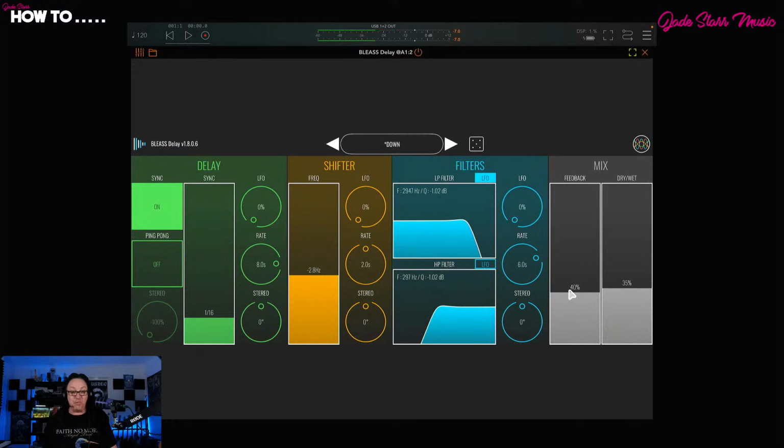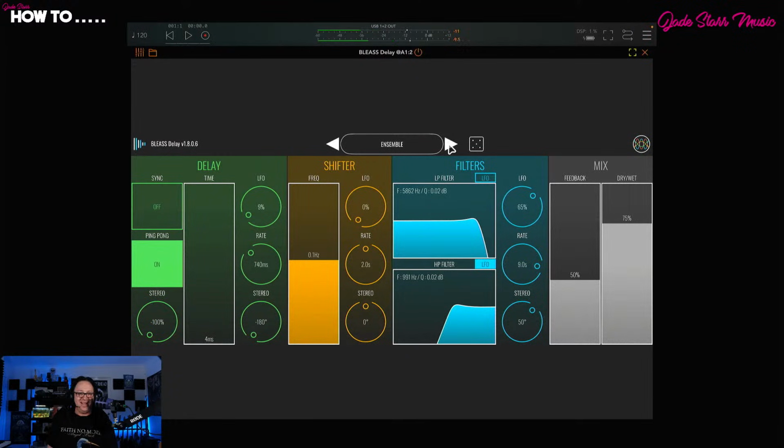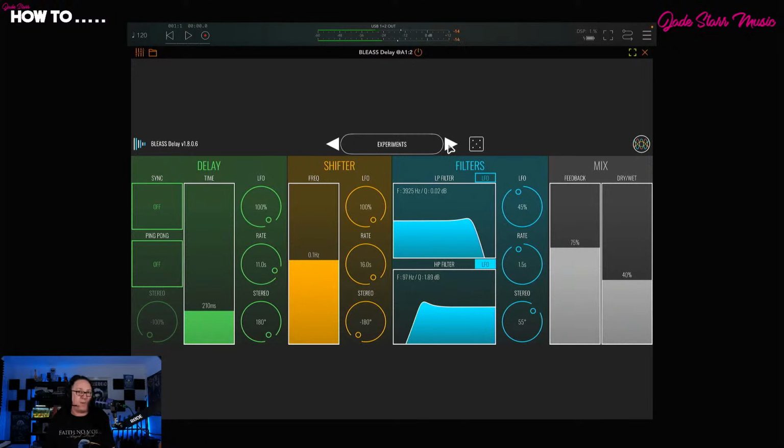And these days, we can automate stuff like this to actually create some really, really cool effects. Now, of course, you can hear the different, this is an ensemble, right? We've got experiments. You could never do this kind of stuff.